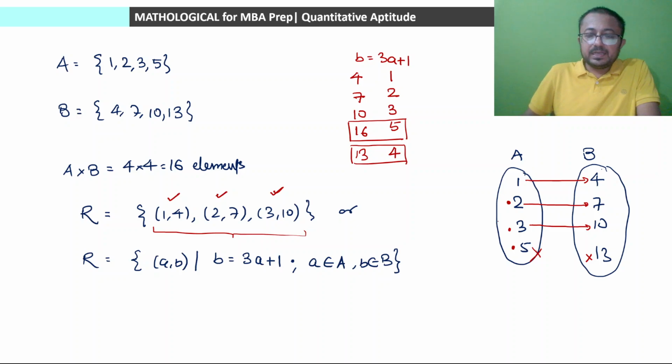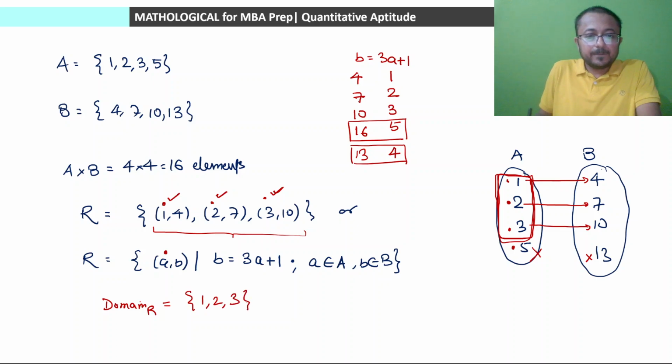Now what is the domain? In this case, what will the domain be? Now the domain will have those elements which are in set A and have a corresponding, related element in set B. So 1, 2 and 3, these 3 should be our domain. The domain is basically all the first elements of the relation. Okay, so 1, 2 and 3, these are the set of the domain. So the domain of relation R will be 1, 2 and 3.